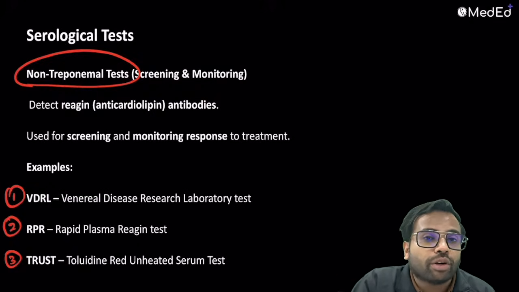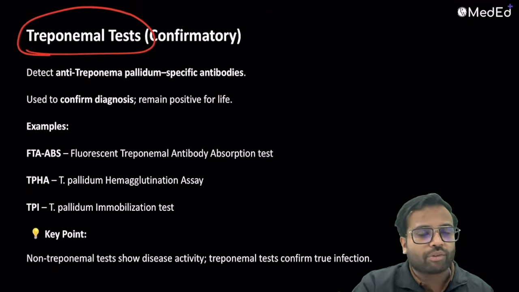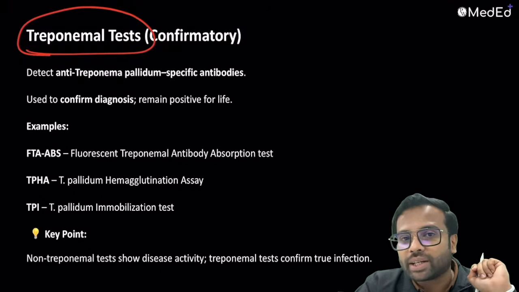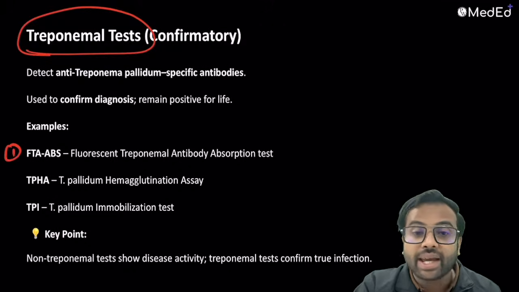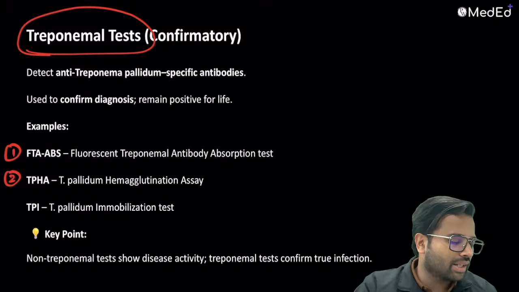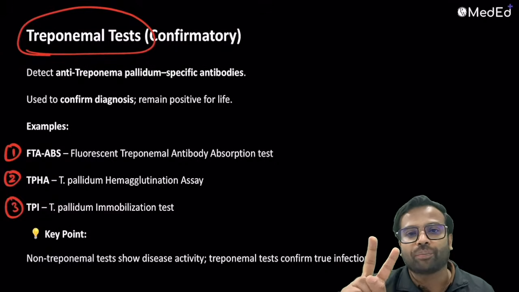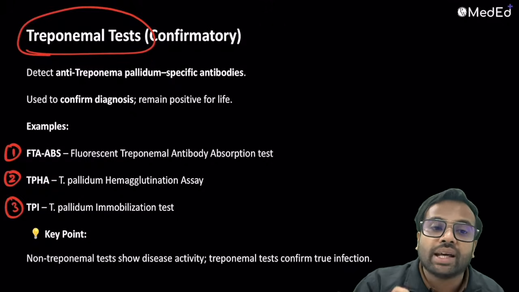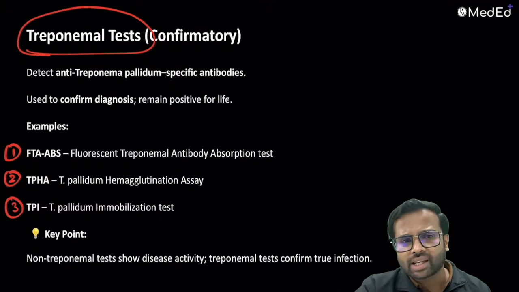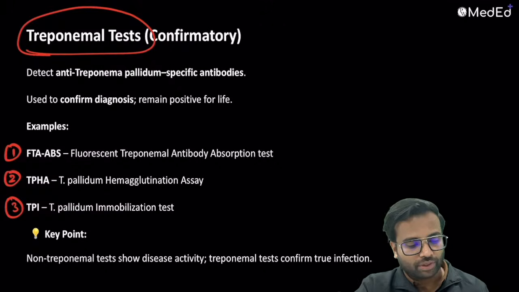But if you want to confirm that this patient is 100% going to be syphilis, then you will have to go for a treponemal test. It's a confirmatory test. What are the confirmatory tests that we have? These are the FTA-ABS, TPHA, and less likely to be done is TPI. It is not done very commonly, so you can at least remember two. FTA-ABS, and the second one is TPHA. So these are the tests that we can do, and based on these tests we can definitely diagnose syphilis.